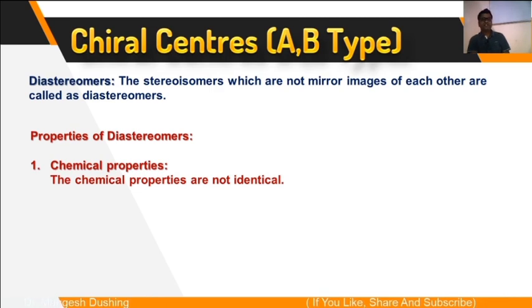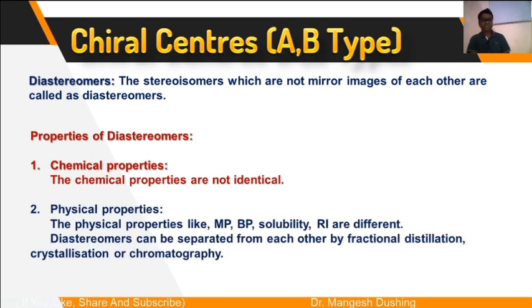The chemical properties of diastereoisomers are not similar, not identical, because diastereoisomers are different compounds, with different arrangements of atoms or groups of atoms within the molecule. So their physical properties as well as chemical properties are very different. Even physical properties like melting point, boiling point, solubility and refractive indices are different.